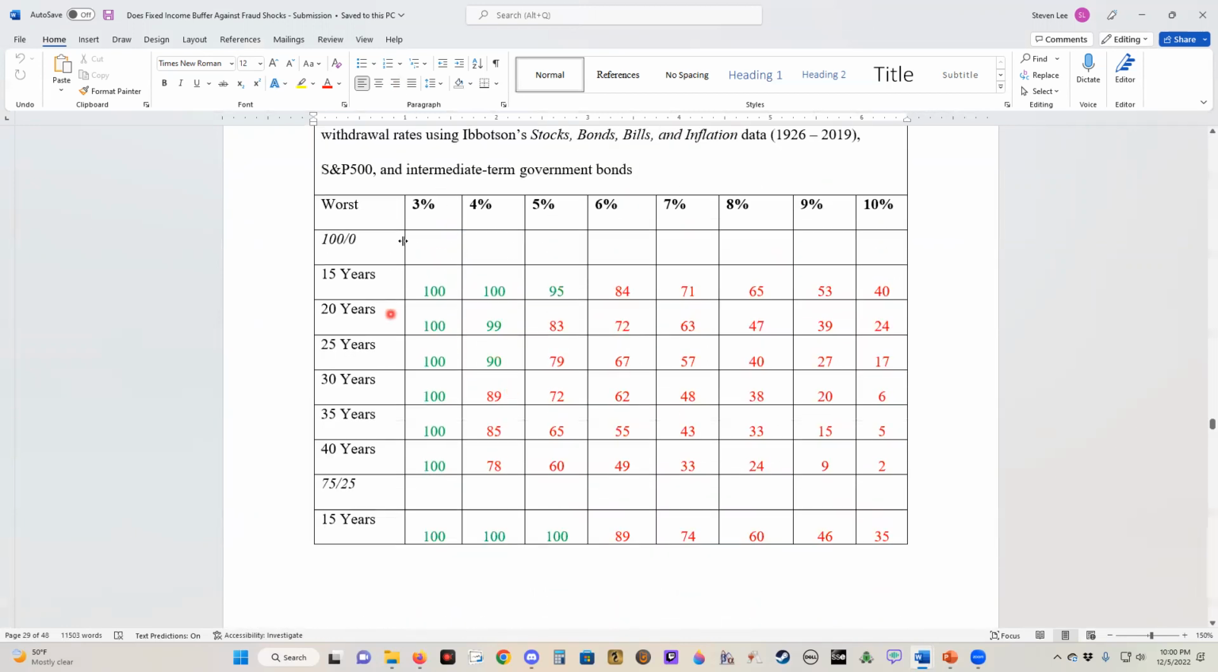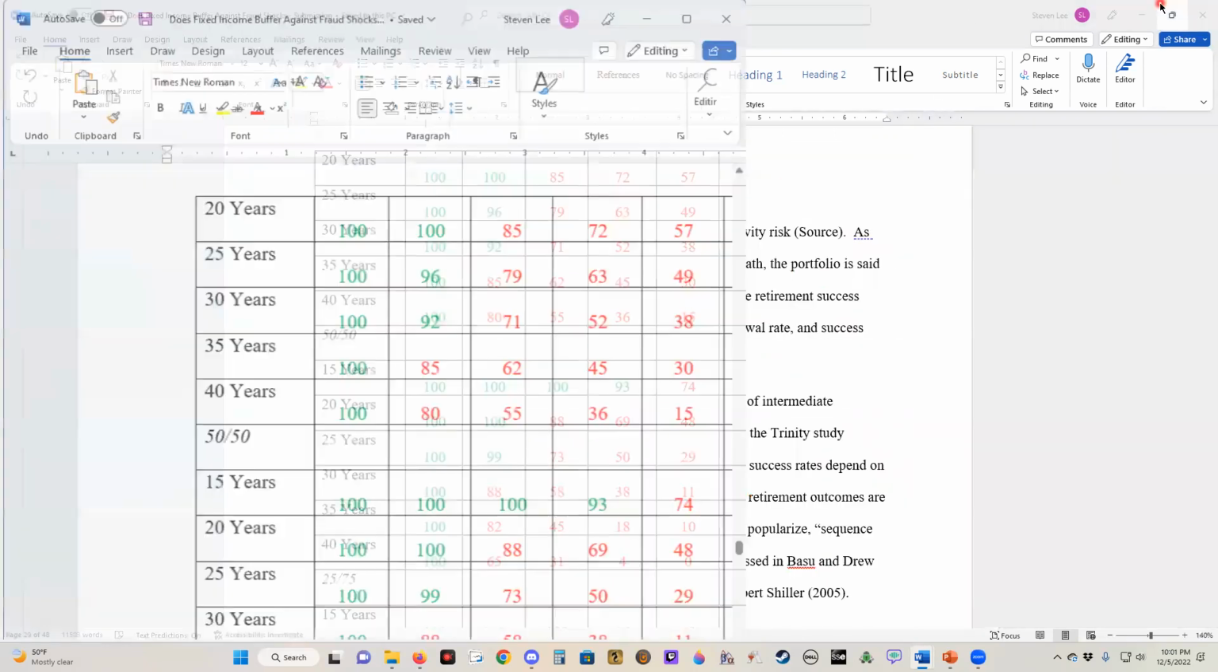So with all these combinations, right? 3% withdrawal rate, 100% equity for a 15-year retirement window, there's a 100% chance of success, versus if it's a 6% withdrawal rate with a 75-25 allocation for 15 years, it's 89%. And the magic number here is 90 and above. 90 and above is green, which means success. And that is arbitrary to a certain extent.